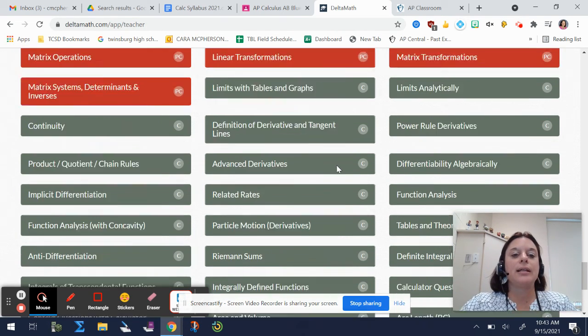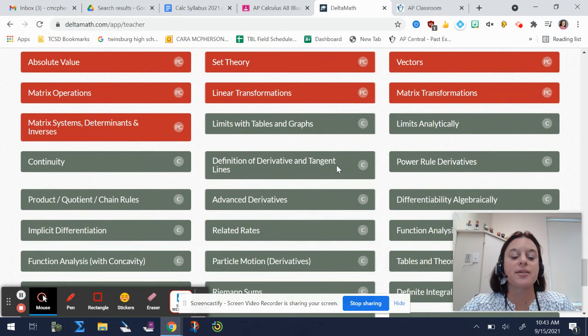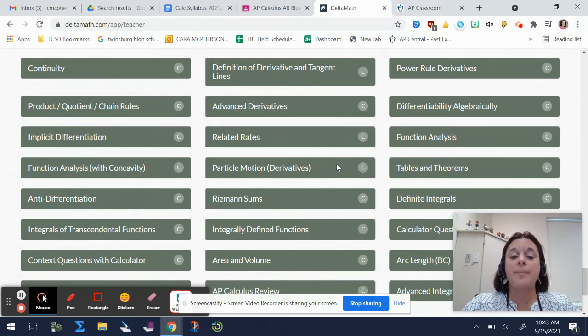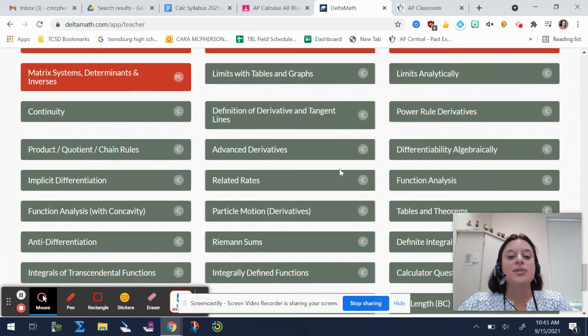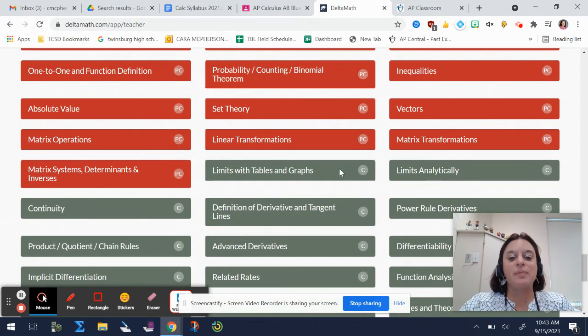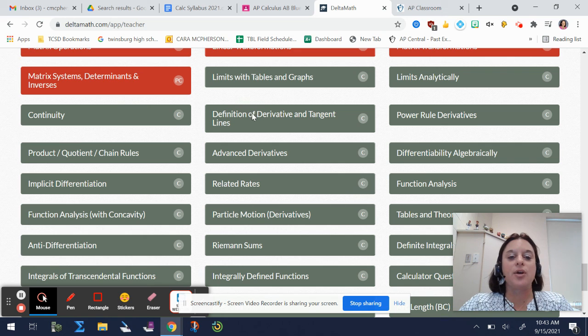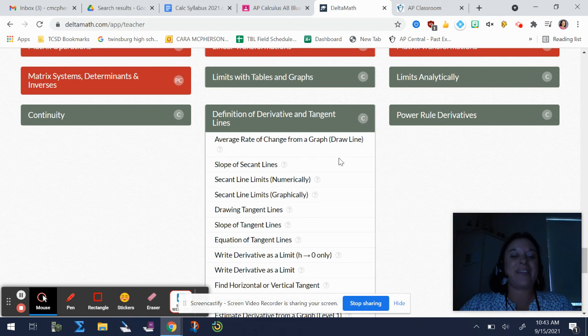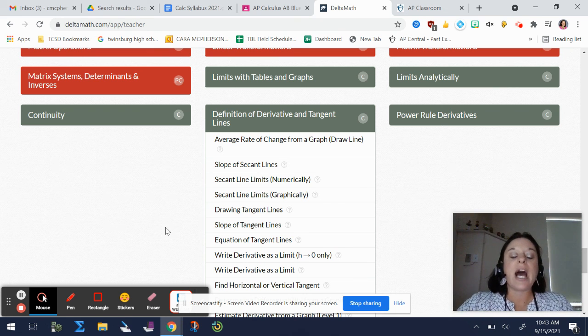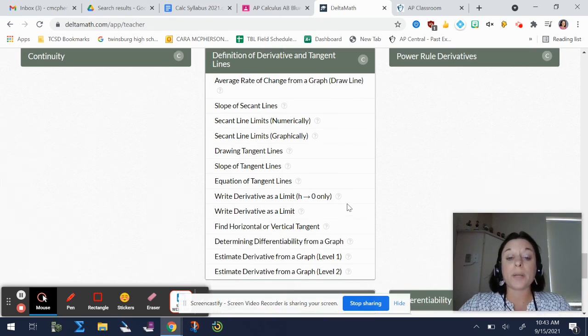Delta Math is a site that allows me to create assignments and practice problems that go through every topic that I teach. And it matches really well with the College Board, which I appreciate. So it has all different levels of mathematics. But when we get down to these gray ones here, it's taking you through calculus. And I can actually click on this. This is how I do a lot of my assigning and my homework problems.